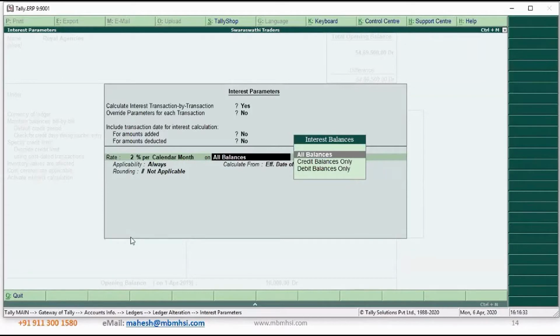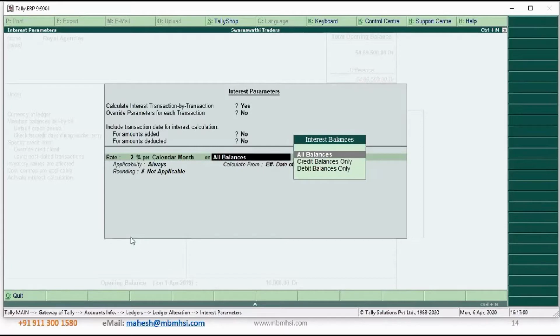Credit balance will come only if they have paid me any advance, or if there are any returns of goods and he has already paid for that. So for which balances are we charging interest? I'm sorry, it's not that we are paying interest. On what balances do you want to charge interest?